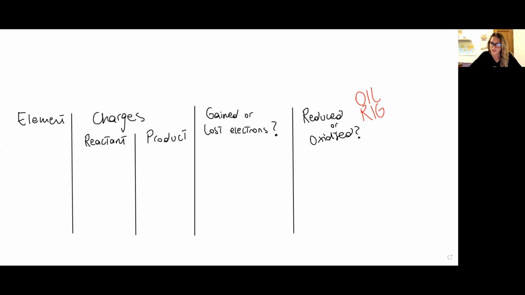Well, first of all, redox is a reaction where both reduction and oxidation take place. And OIL RIG is the little acronym we need to remember, which means oxidation is loss of electrons, reduction is gain of electrons. Keeping that in mind will help us understand what's reduced and what's oxidized.